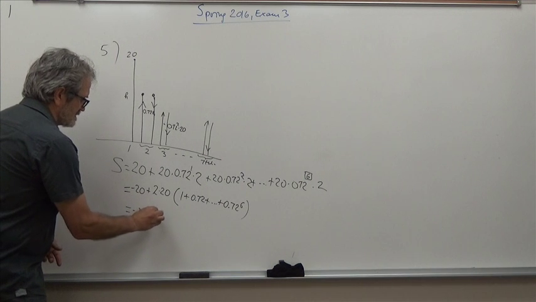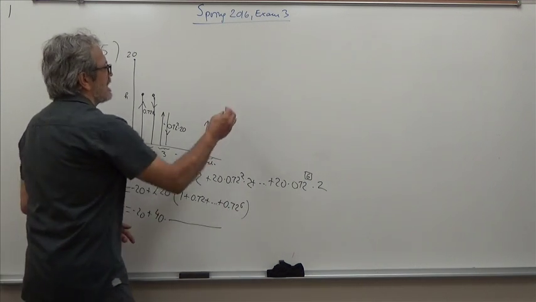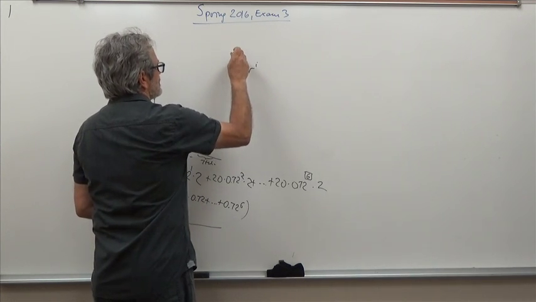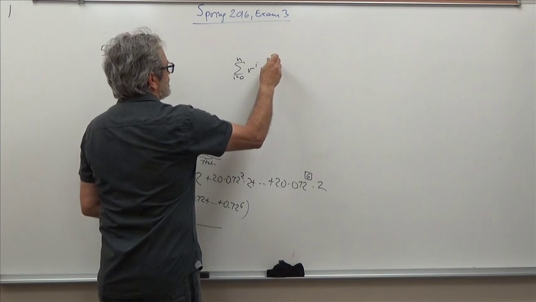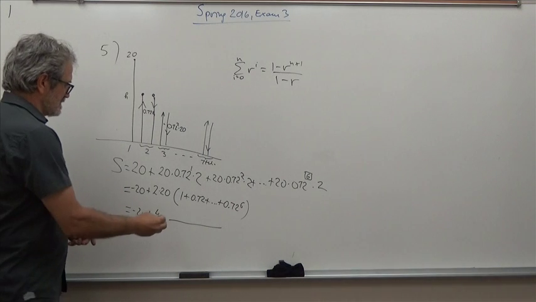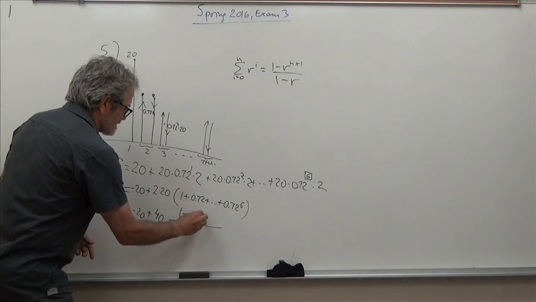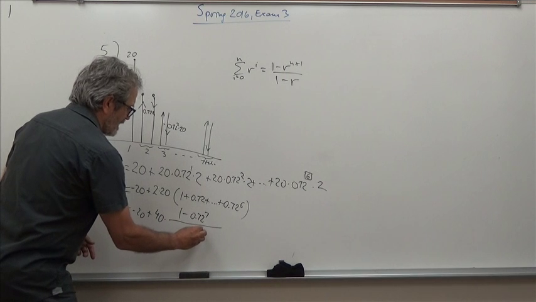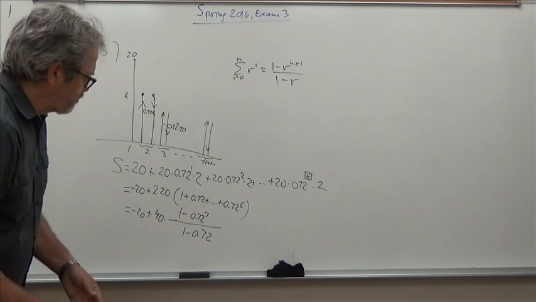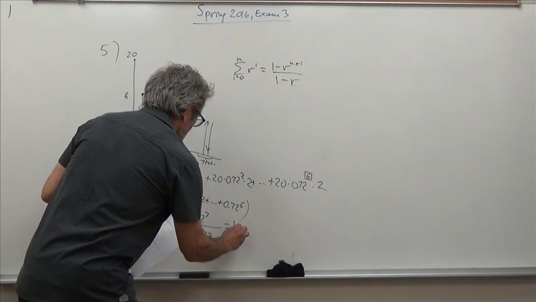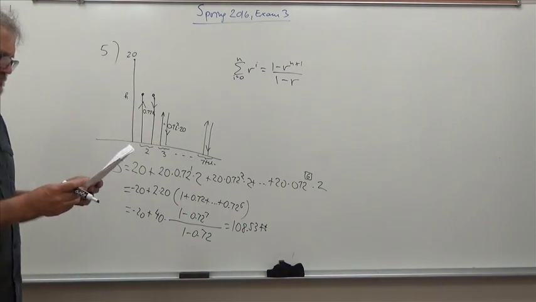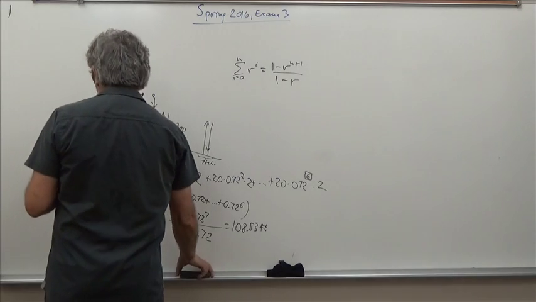And then this is 40 times the formula, which says the sum of r^i, where i goes from 0 to n, equals (1 minus r to the n plus 1) over (1 minus r). So this would be (1 minus 0.72 to the 7th) over (1 minus 0.72). And then when you plug all this into a calculator, you get 108.53 feet. All right, that was problem number 5.